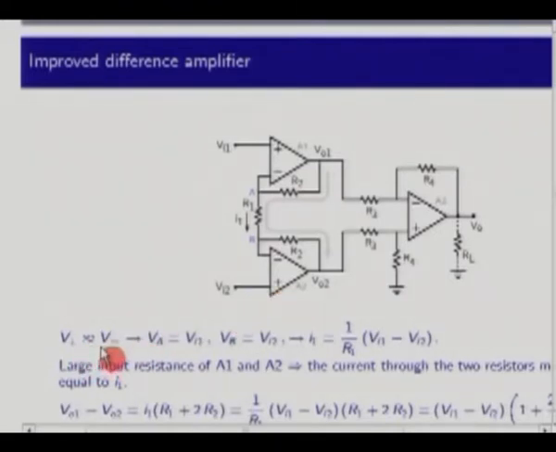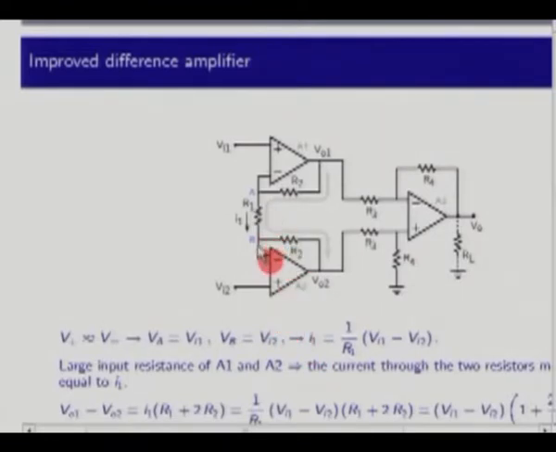V plus is nearly equal to V minus, if the op amps are operating in the linear region, which they are in this circuit. Therefore, this VA, this voltage here, is the same as VI1, and VB, this voltage here, is the same as VI2. So we have VI1 here and VI2 here. All right, so what is this current I1? This current I1 is simply (VI1 minus VI2) divided by R1. That is what this shows here.